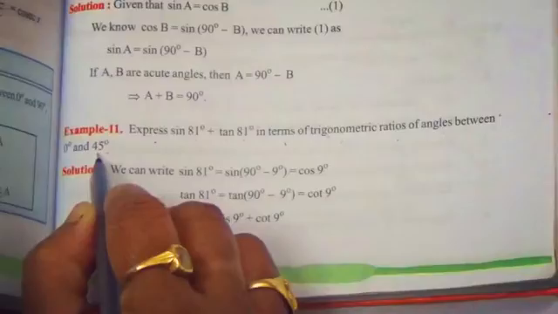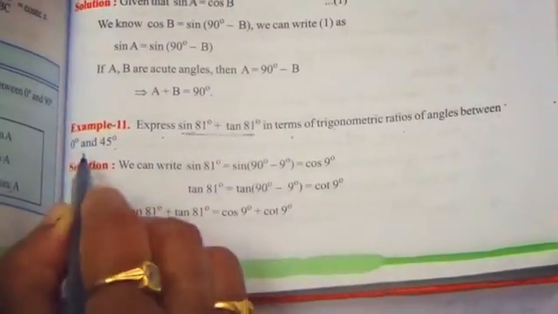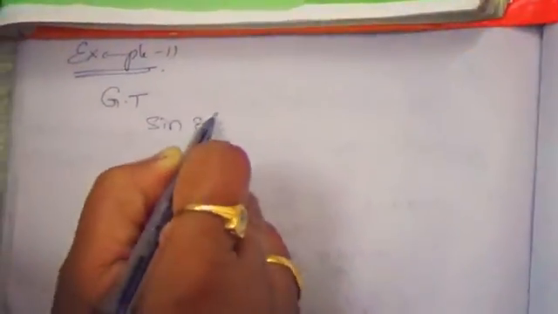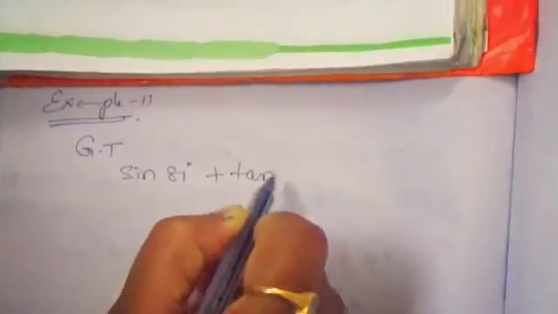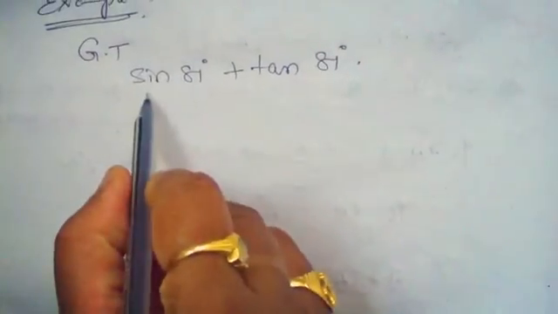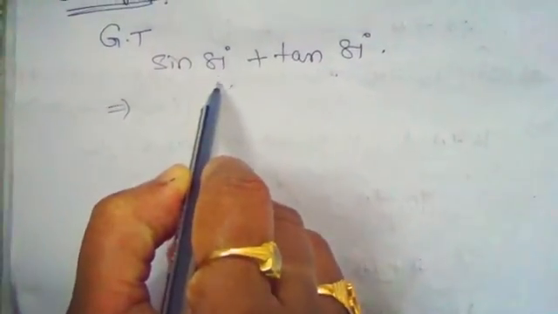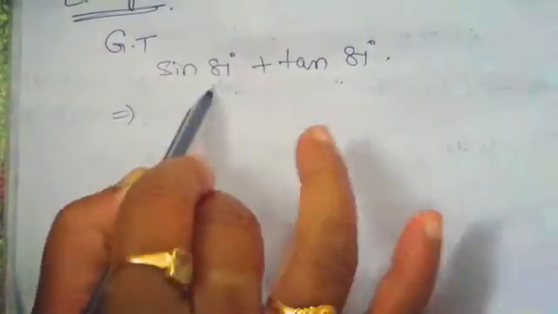81 is above 45, right? So this expression has to change into between 0 and 45 degrees. So example 11, that is given that sin 81 degrees plus tan 81 degrees. So here I am changing both of these. Why? Because I want the angle in between 0 and 45, both.